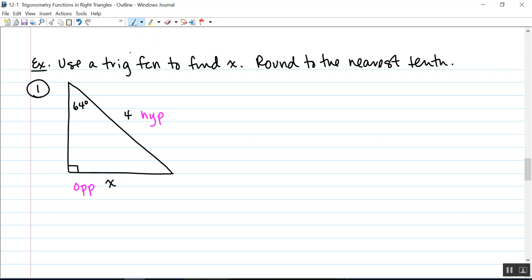So what that tells me is, since one of the sides that I have to find is opposite, and I know the hypotenuse, opposite and hypotenuse is sine. So the sine of 64 is x over 4. Solving that for x by multiplying both sides by 4, I get x equals 4 times the sine of 64, which is approximately equal to 3.6.